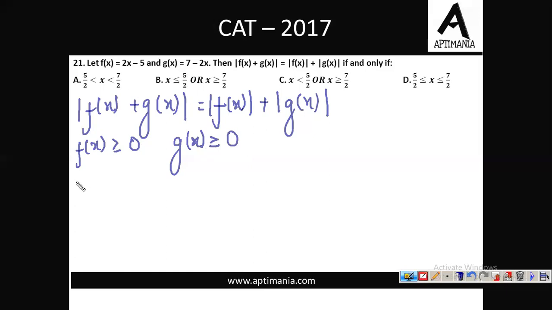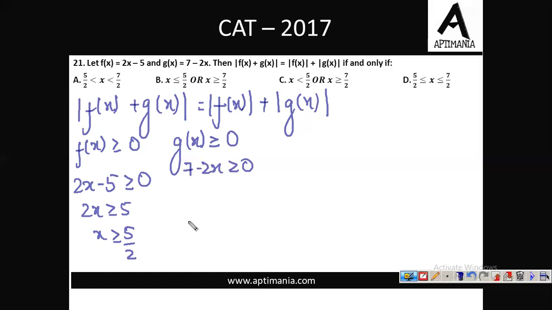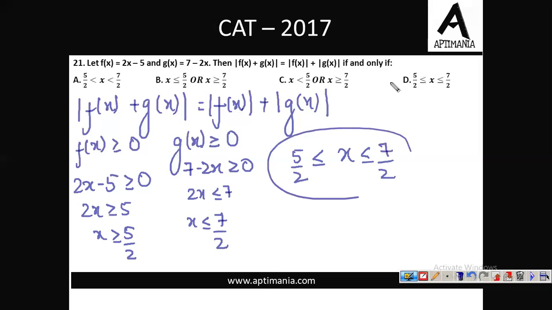So putting the values, we'll have 2x minus 5 greater than or equal to 0, or 2x greater than or equal to 5, or x greater than or equal to 5 by 2. Similarly, 7 minus 2x greater than or equal to 0, 2x will be less than or equal to 7, x will be less than or equal to 7 by 2. On combining the two conditions, x should be greater than or equal to 5 by 2 and less than or equal to 7 by 2. So for question number 21, the correct answer is option D.